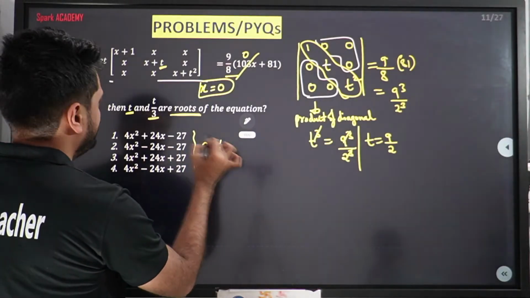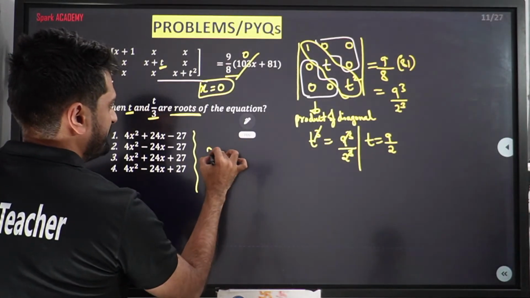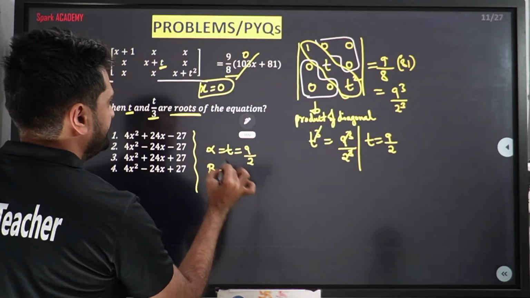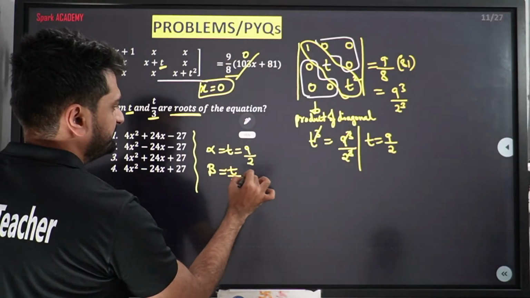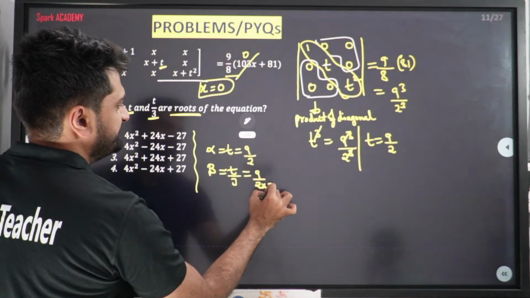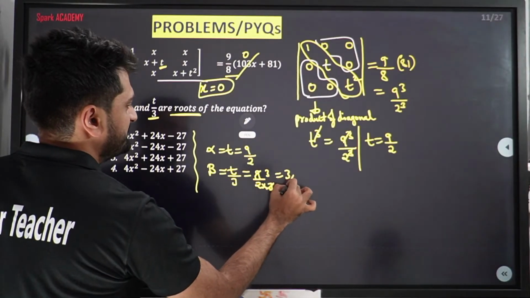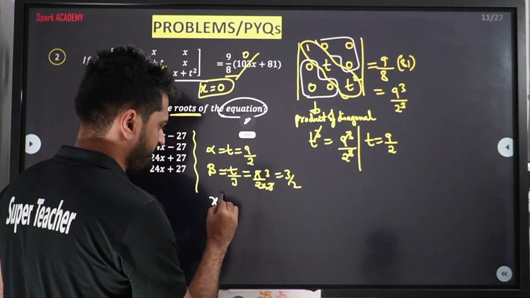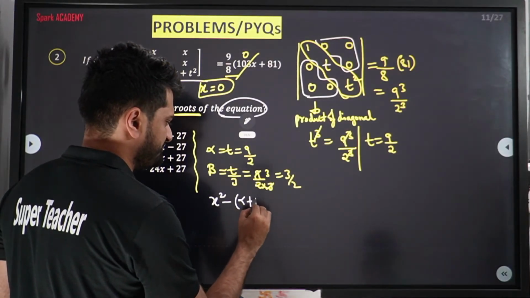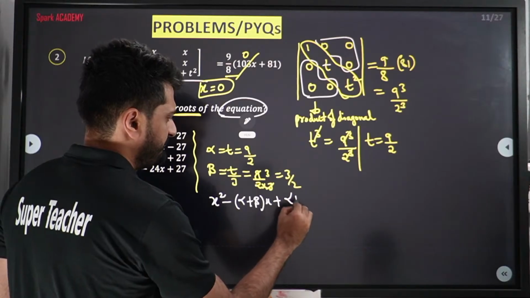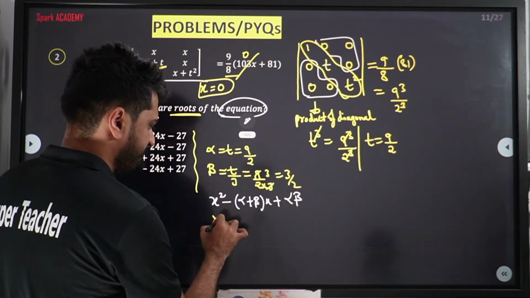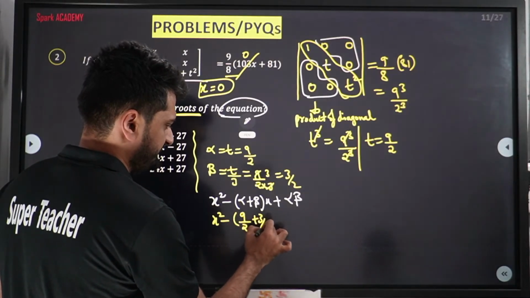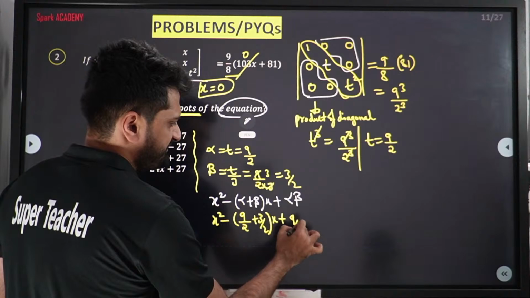So alpha అనేది t. So alpha value is t, which is nothing but 9/2. Beta value ఏమన్నారు t by 3 అన్నారు, which is 9/2 into 3. So 3 goes 3 times, so it is 3/2. Forms the equation. So quadratic equation మీకు తెలుసు, basic form is x square minus alpha plus beta into x plus alpha beta అని రాసుకోవచ్చు.